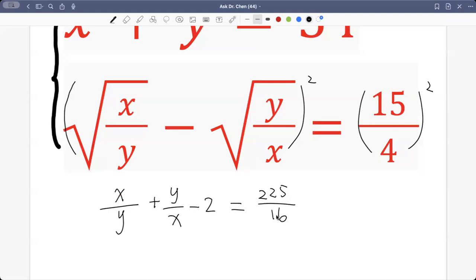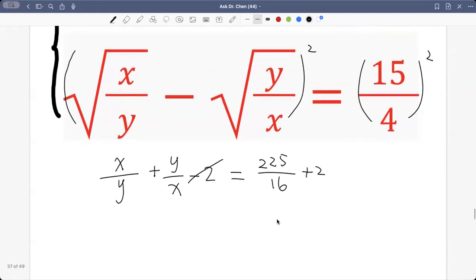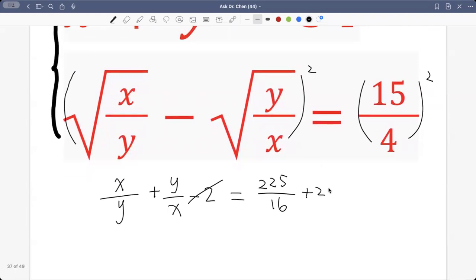4 squared is 16. Now let's add 2 on both sides. So 2, we want to change to multiply 16 over 16, which gives 32 over 16. We need common denominators. So 225 plus 32, we get 257. So let's rewrite this: 257 over 16. Okay, so the second one simplifies to this.